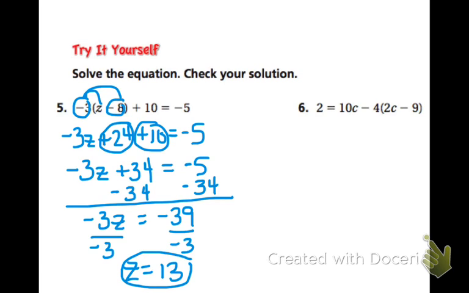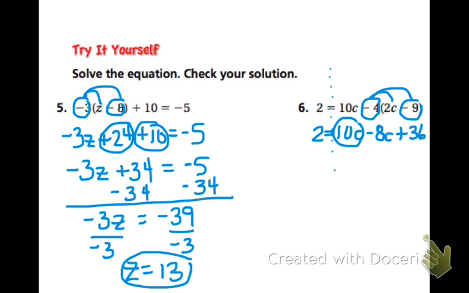So looking at number 6, we see the equal sign right here. Sometimes you guys like to put a line down to help you keep track of which side is which. All right, so now we've got to get rid of the parentheses first, so we're going to distribute the 4, but we have to make sure that we know that this is a negative 4. Okay, so 2 is equal to 10c minus 8c, and then plus 36, because that's a negative 9. We see this is a negative 9. So here the like terms are the 10c and the negative 8c. So 2 is equal to 10 minus 8, 2c plus 36.